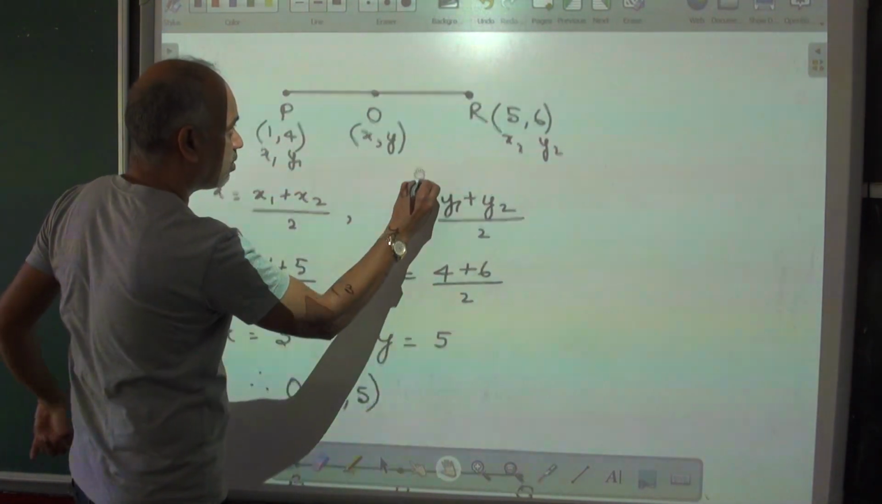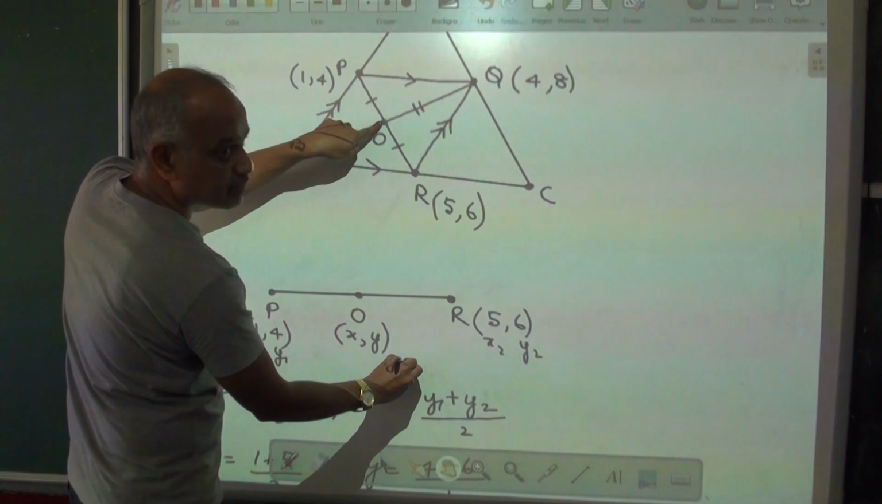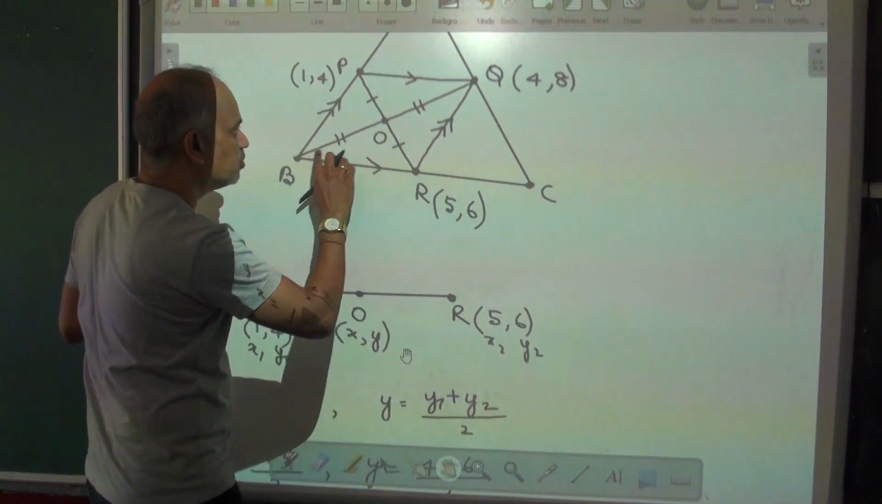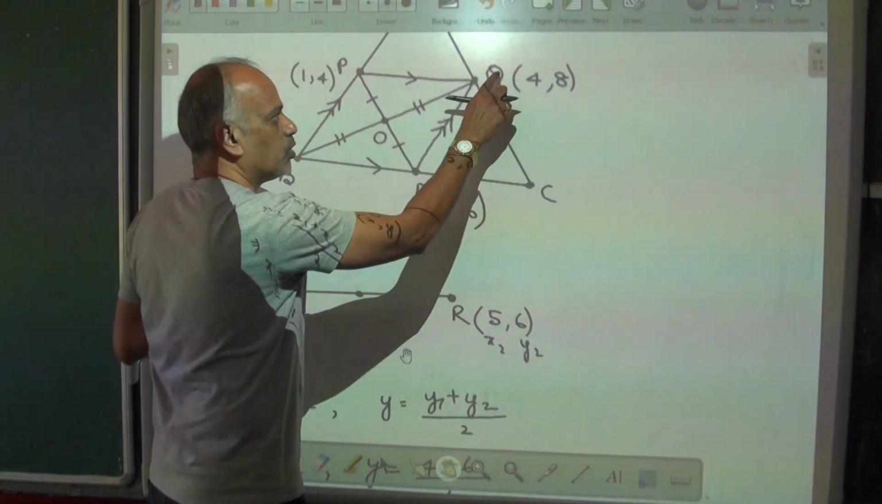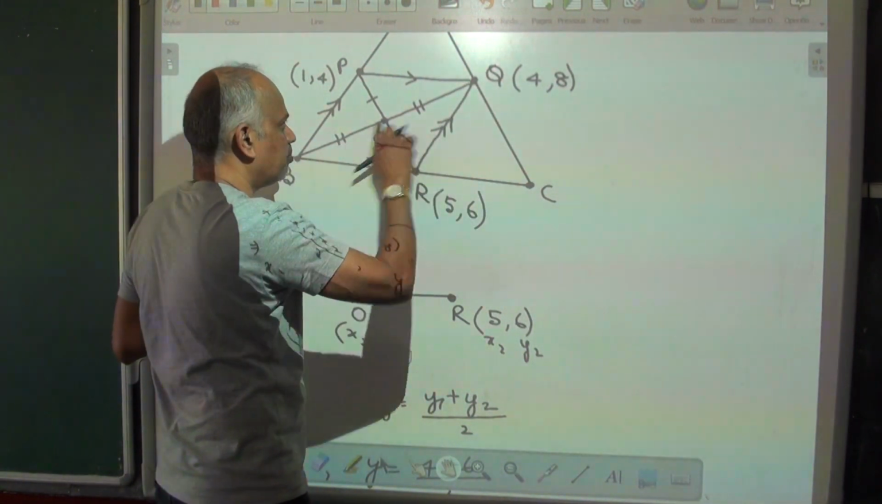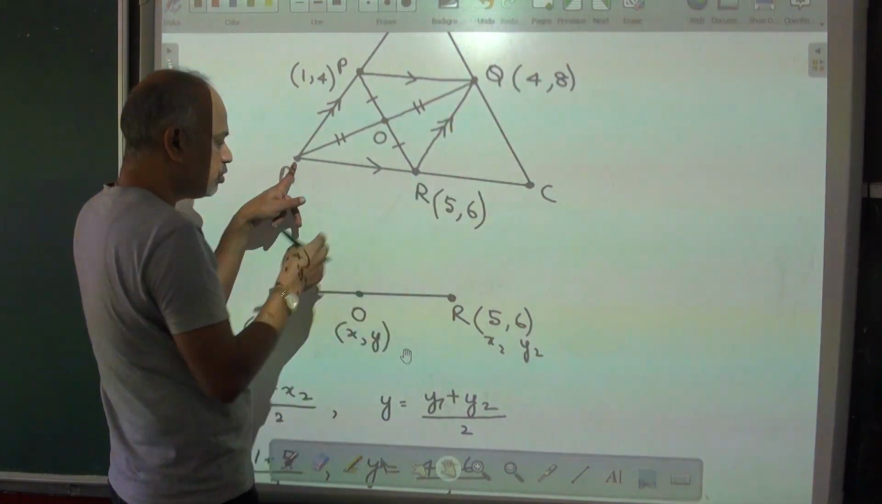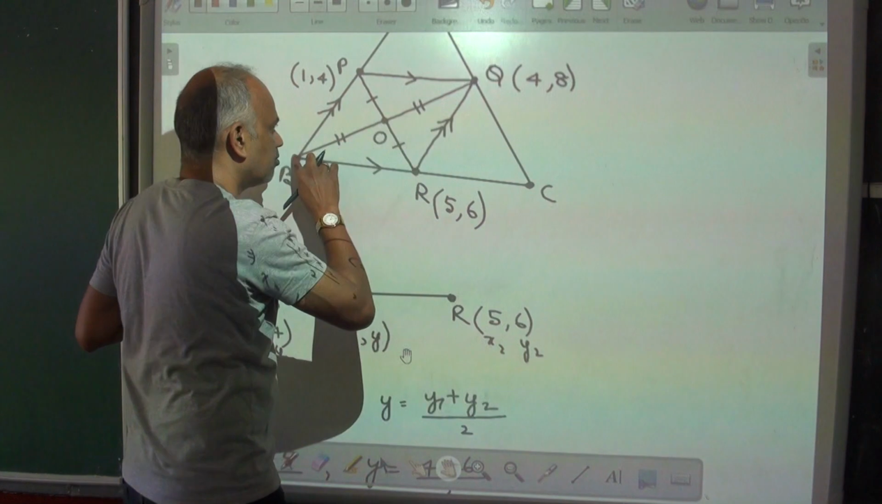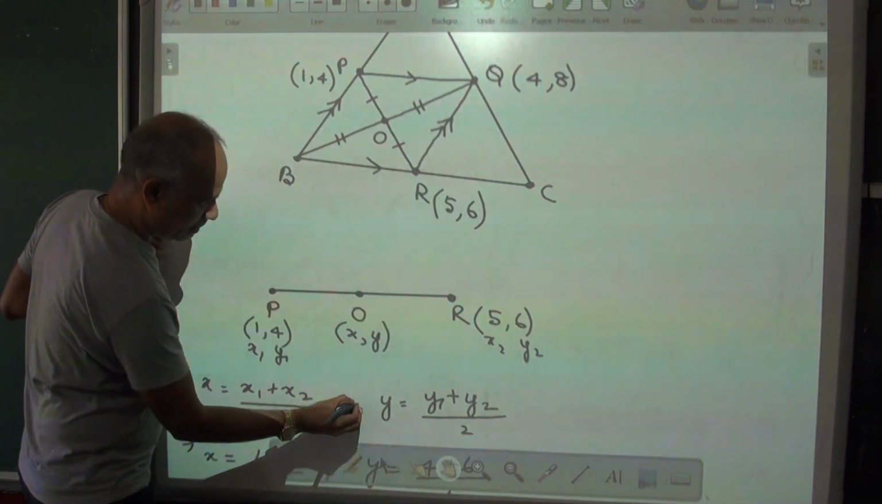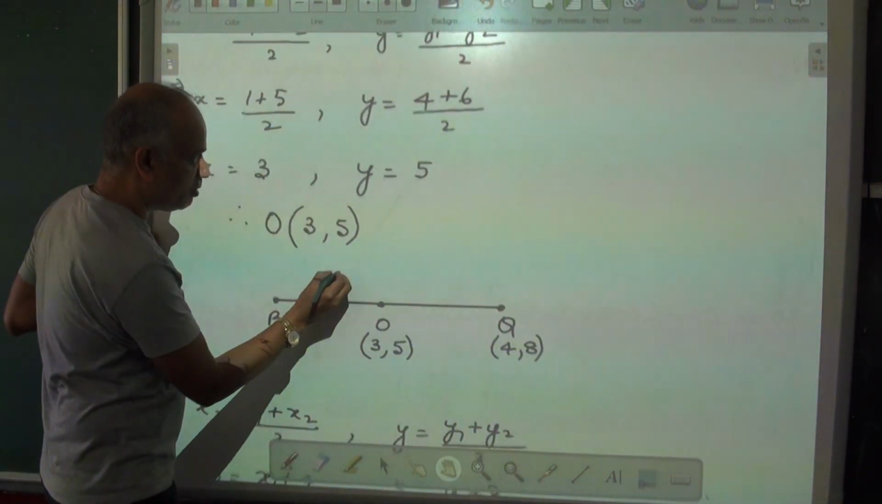So, look at your figure now. You found this. Now, we have to use this line segment. Just now you found O. You know another extreme point of this line segment BQ. Q is known. You have to find B. So, for that, draw only this line BOQ. So, I have drawn only BOQ.